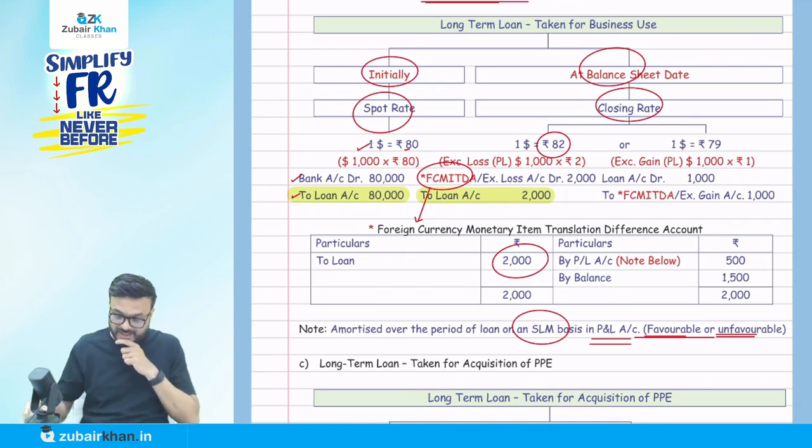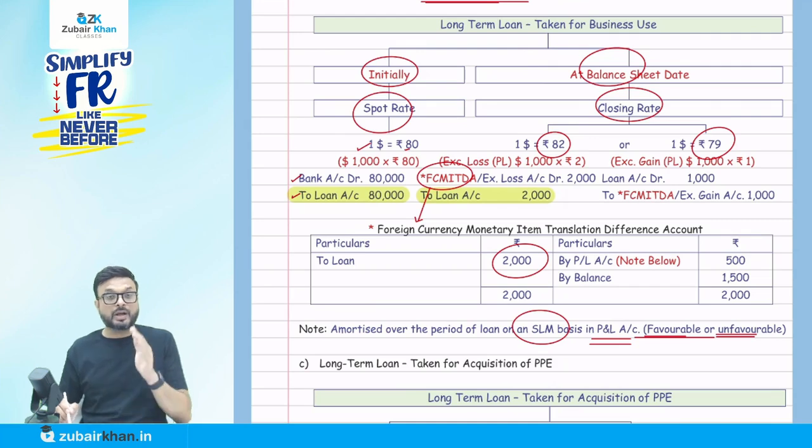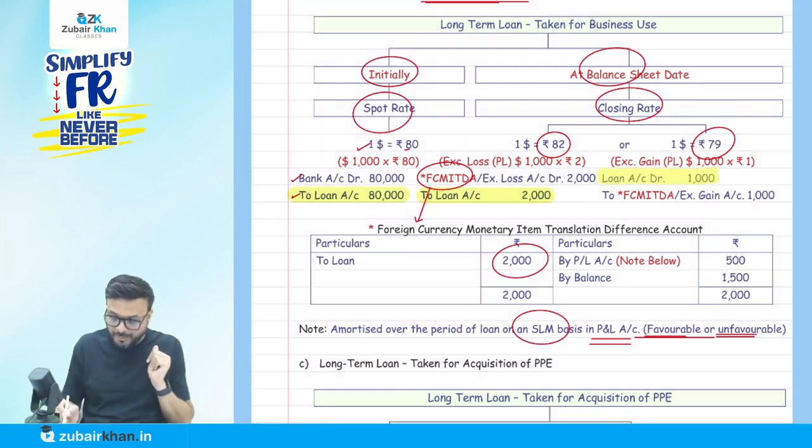But okay, let's change the situation. Suppose the exchange rate on the balance sheet date is 79. Initially I was liable to pay a loan of 80,000. Now the exchange rate is 79, so I am liable to pay 79,000, because we took a loan of $1,000. So a decrease in liability should be debited. So I will debit 1,000.